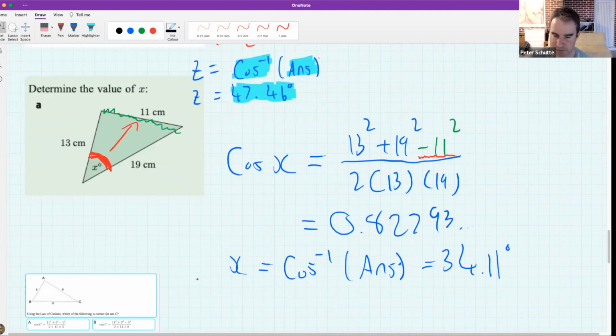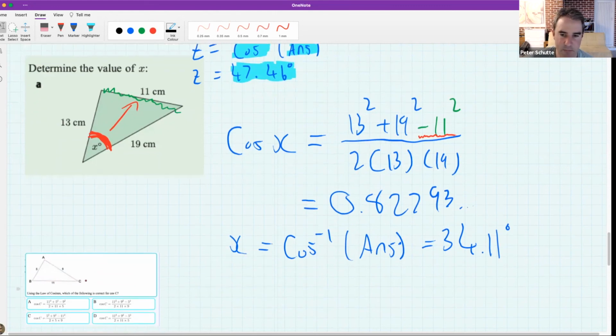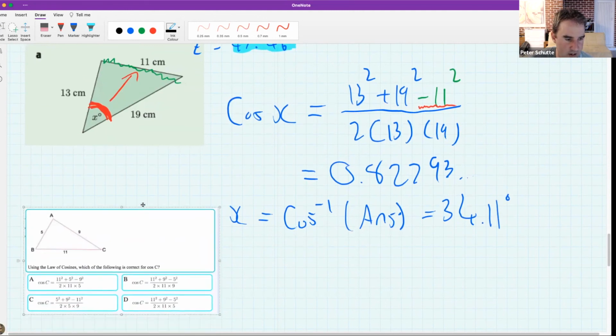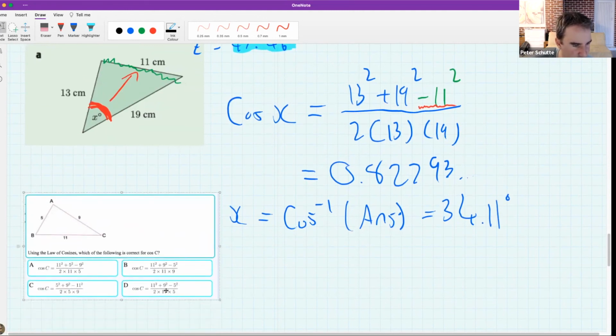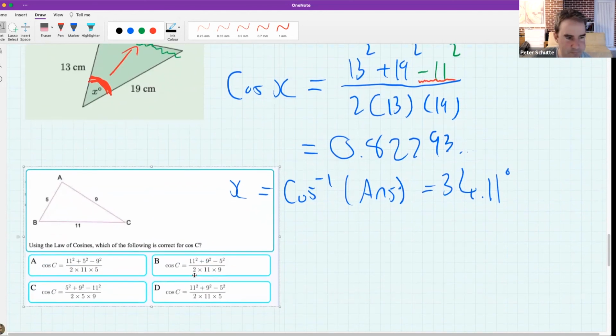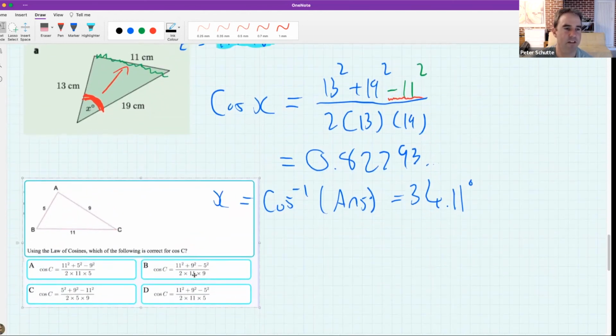Oh, okay. So you can take a screenshot. We're just going to do one more. Have we done this one already? I think we may have done it. Not the cos of C. No, we haven't done it. So let's do another question. Using the law of cosines, which is the correct value for the cos of C? Maybe we have done it. Sometimes they look similar.